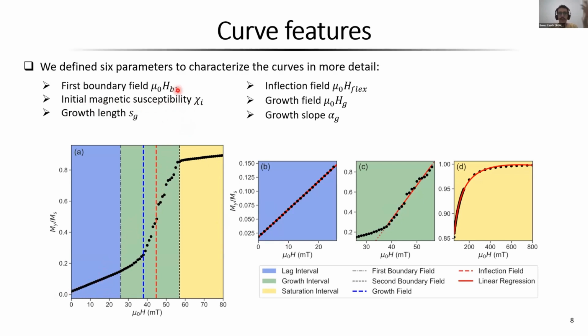And really, each of these parameters has its own definition. I won't go into the technical details here, but what really matters is that we can straightforwardly calculate these parameters for each curve, and that's what we did. We calculated the value of them for each of our curves.